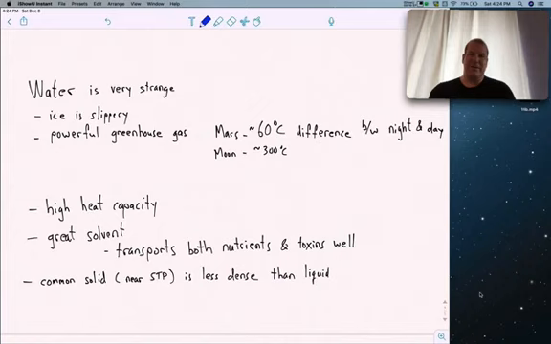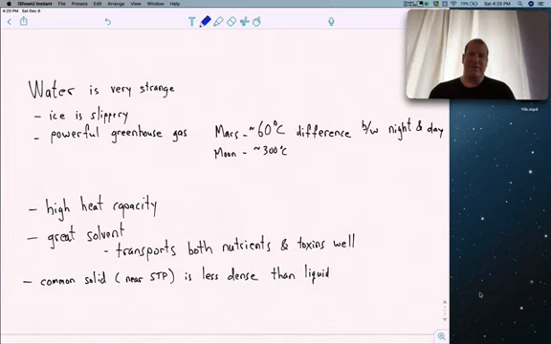And if you go somewhere where there's less water, like the desert, if you've ever been in a desert, it gets really hot in the day and really cold at night. And that's what the Earth is like without the greenhouse effect. Water has a very high heat capacity. It's not the highest heat capacity, but it has a pretty high heat capacity.